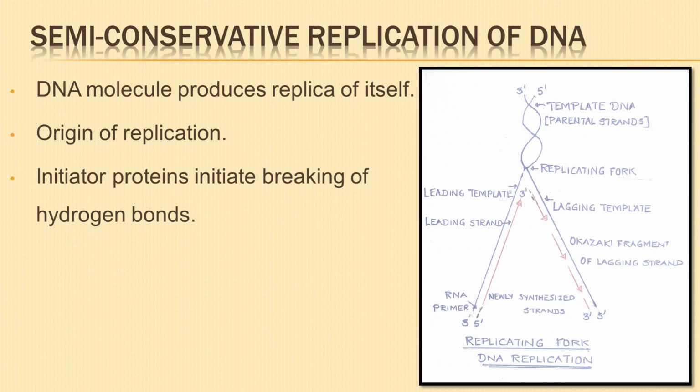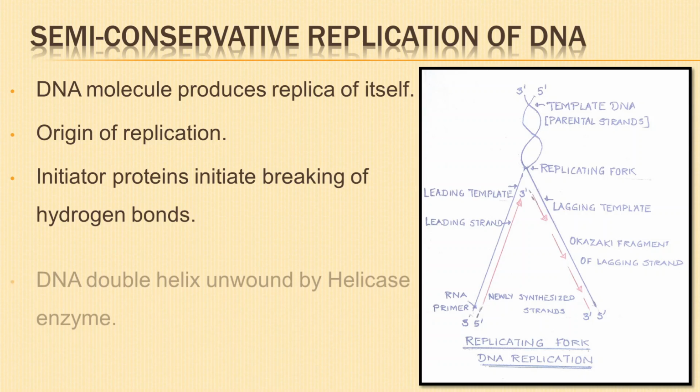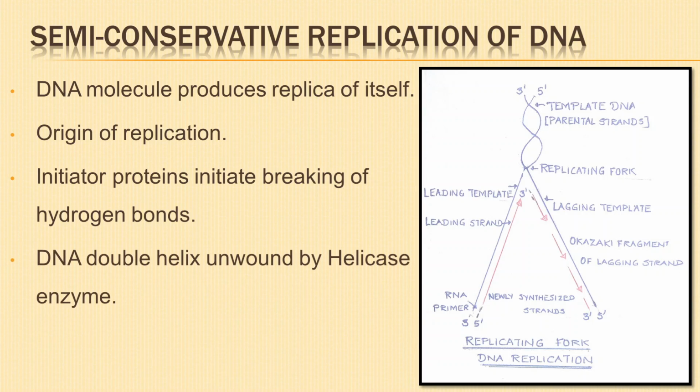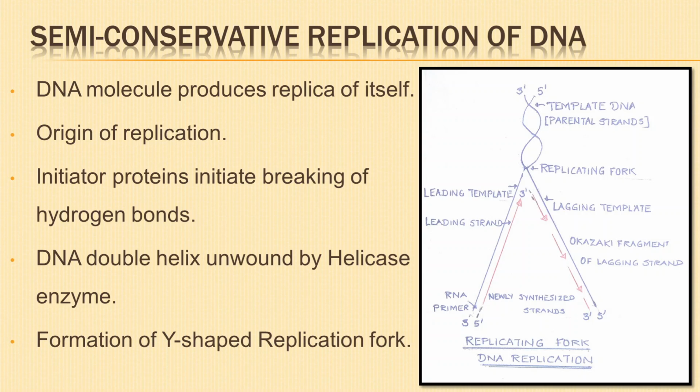Initiator proteins initiate breaking of hydrogen bonds between the two strands. The DNA double helix is unwound by helicase enzyme. The DNA molecule appears as inverted Y-shaped structure called replication fork as shown in the diagram. Notice the leading strand and the lagging strand.